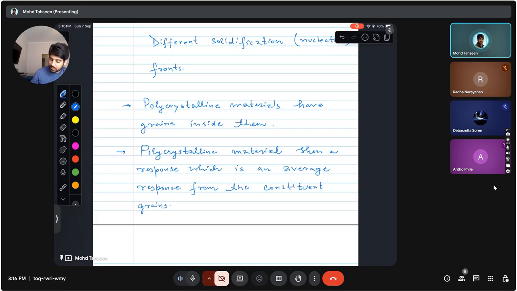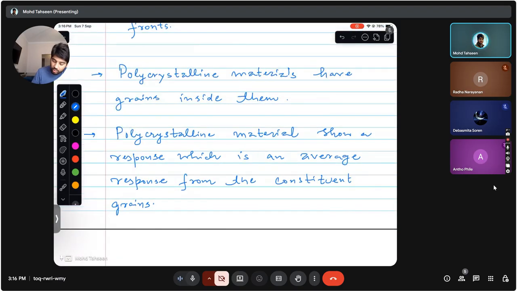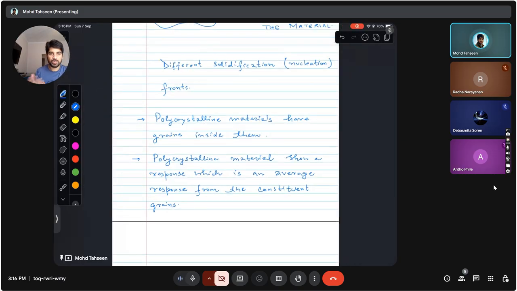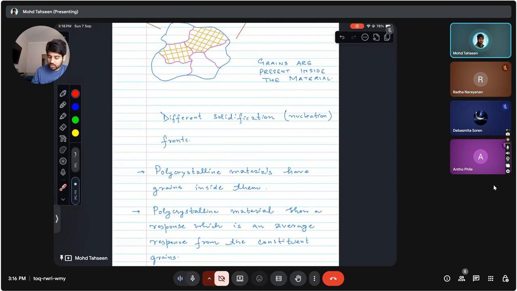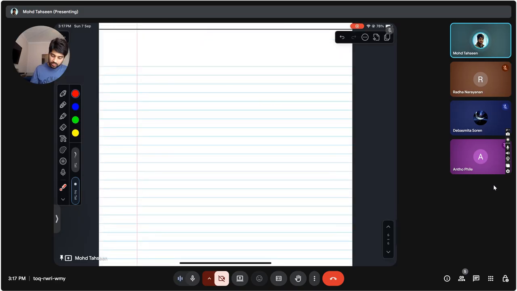So what does that mean? That means if we figure out some property of a polycrystalline material, it's an average response of all its grains considered, right? We cannot say that this corresponds to one orientation or the other orientation. So all the orientations on average display this behavior. So that leads to an interesting observation.